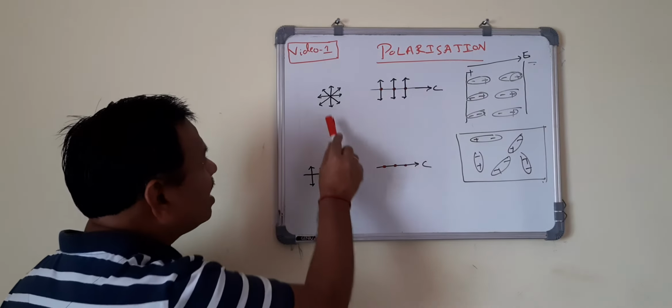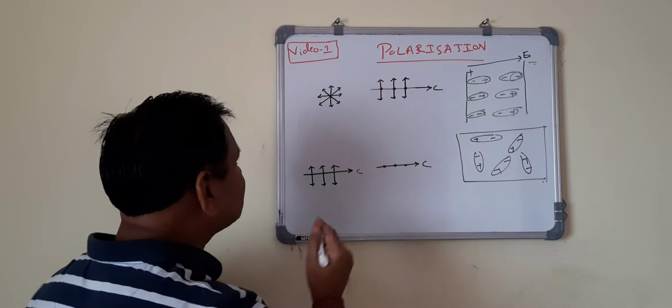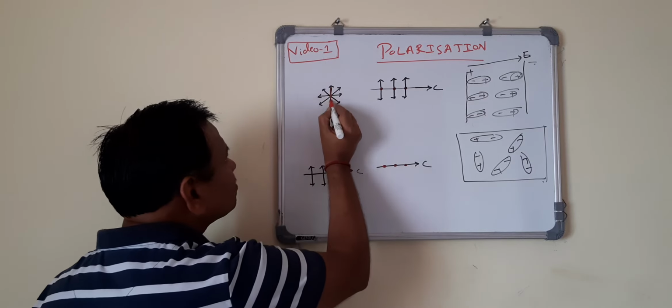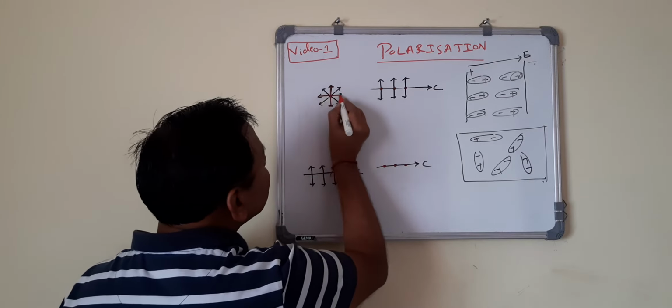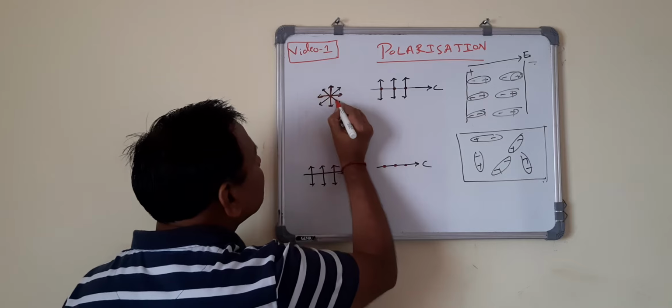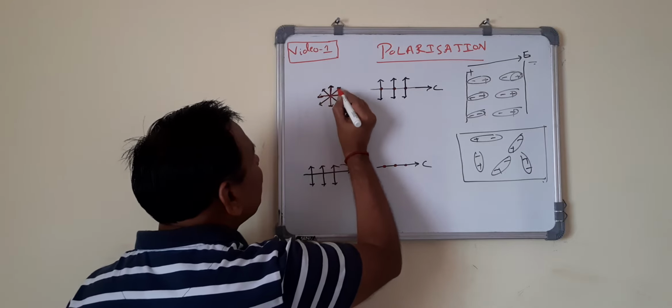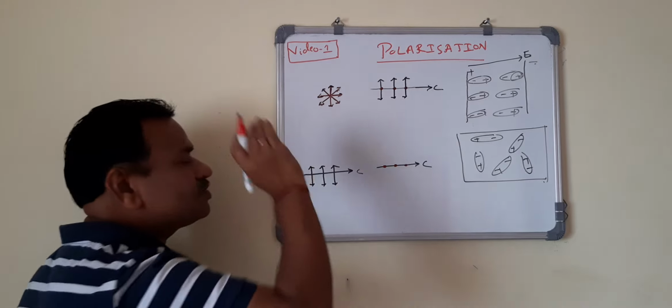This is called unpolarized because some vibrations, that is the electric field vector, are like this. Some vibrations are like this, some are like this in this plane, and some vibrations are like this. This is called what?